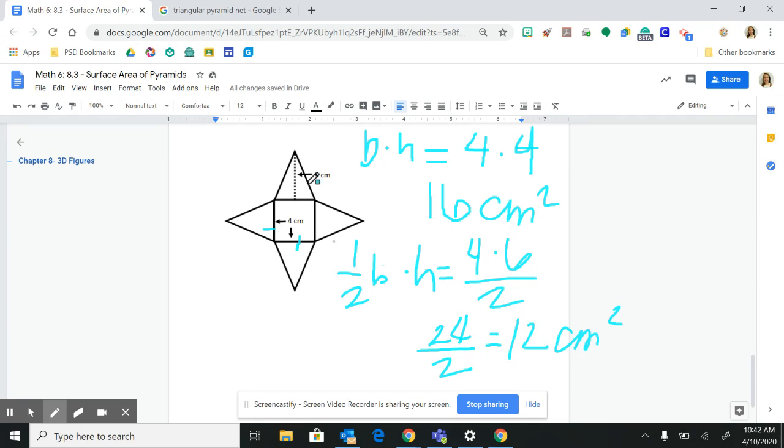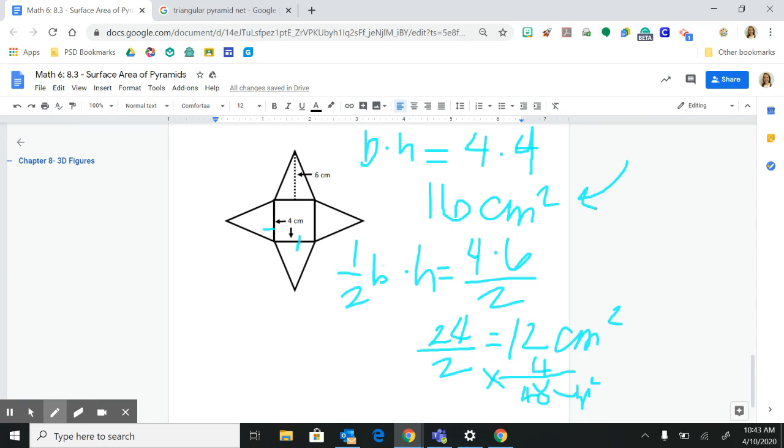Our area is 12 centimeters squared, but we have 4 of them. So we're going to multiply 12 times 4. And we're going to get 48 centimeters squared. And then we have to add all these together because we have the area of our square and then we have the area of all of our triangles together.